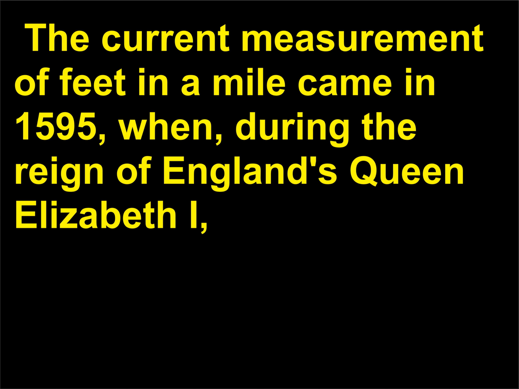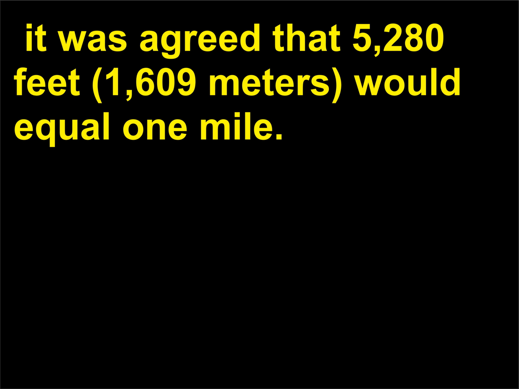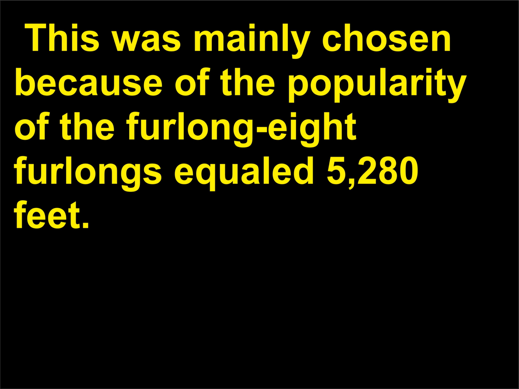The current measurement of feet in a mile came in 1595, when, during the reign of England's Queen Elizabeth I, it was agreed that 5,280 feet, 1,609 meters, would equal 1 mile. This was mainly chosen because of the popularity of the furlong. 8 furlongs equaled 5,280 feet.